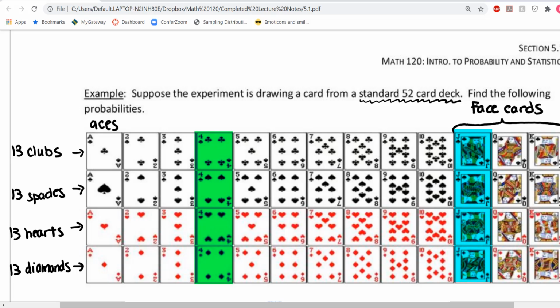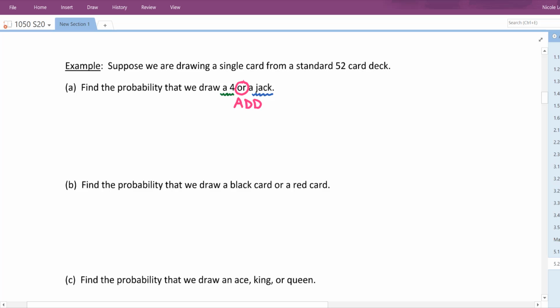So since drawing a four and drawing a jack are disjoint, nothing in common, that means we could just simply add. From the image that we saw before, we have four fours. Or tells us to add, so then plus, we also have four jacks.